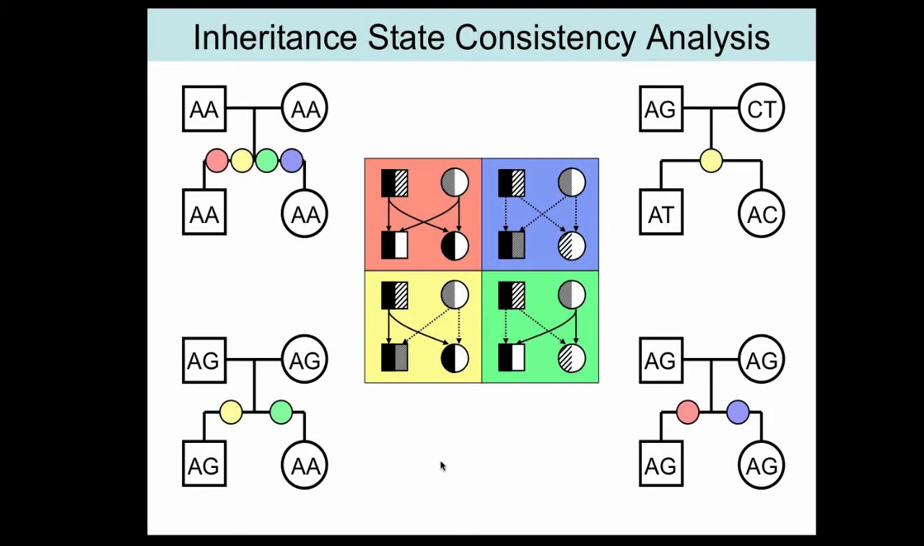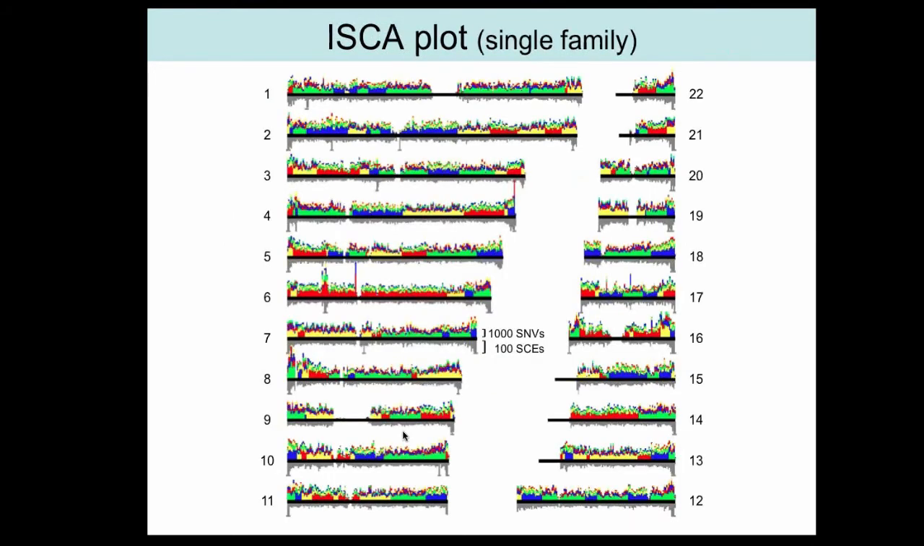So we can study the genome of the family as a quartet, and for every position where we recognize a situation like this that gives support to the 2 haploidentical states, we can accumulate this kind of support for the 4 different states along the genome and create from that a map that we call ISCA, for inheritance state consistency analysis. So this is an ISCA plot for the Miller syndrome family.